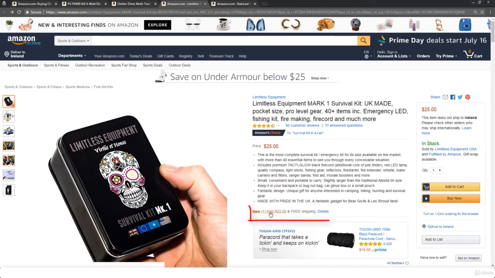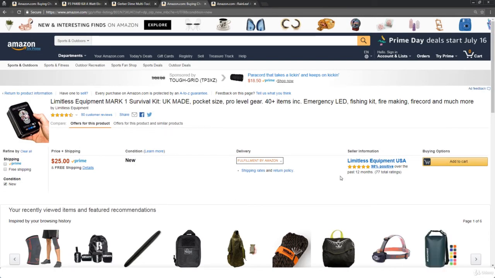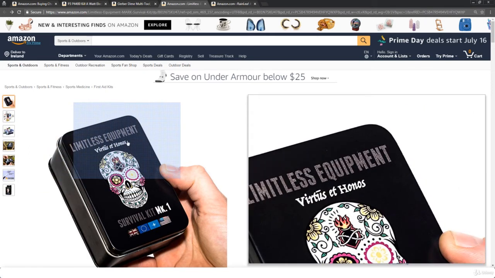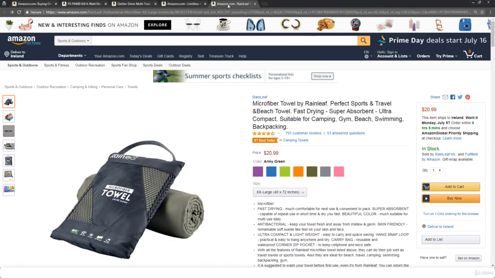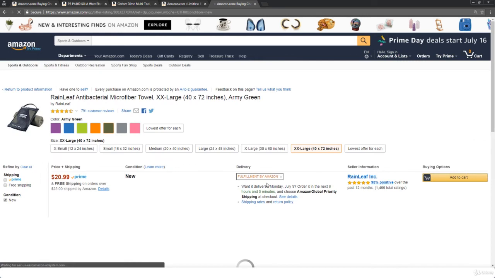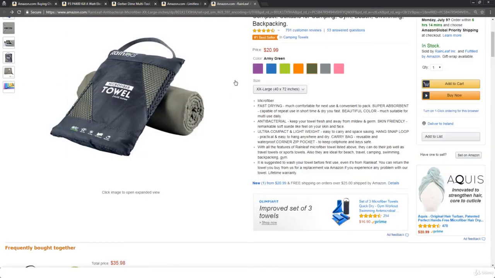So if we look here, clicking on New One, we can see that the one seller on this listing is Limitless Equipment, and this product is their own product because we can see it's written on the product package. In this case, it's a tin. Now here's another one. Now this is a microfiber towel and it's by Rainleaf. Once again, we have just the one seller, and that seller is Rainleaf. They are not competing with any other sellers for the buy box. They have it all the time.